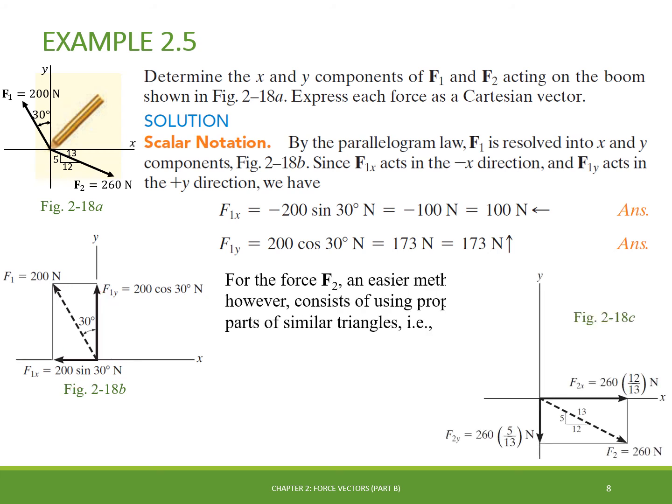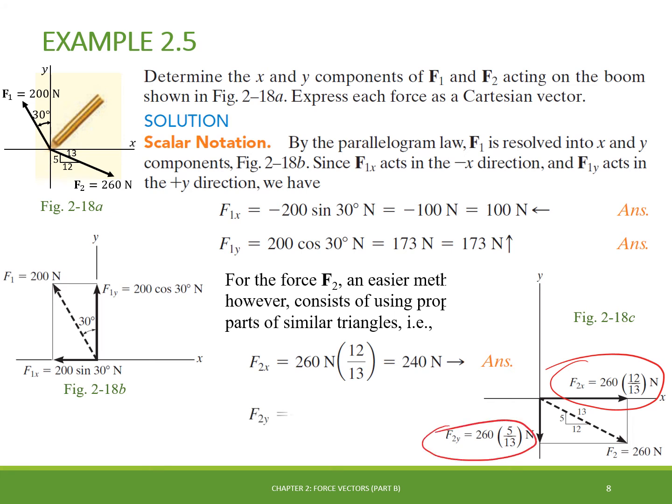For the force F2, we do the same, but using the proportion relationships given by the slope triangle, which results, for the x component of F2, in 240 newtons. And for the y component, keep in mind that it is oriented in the negative y direction. The slope triangle gives a value of minus 100 newtons.